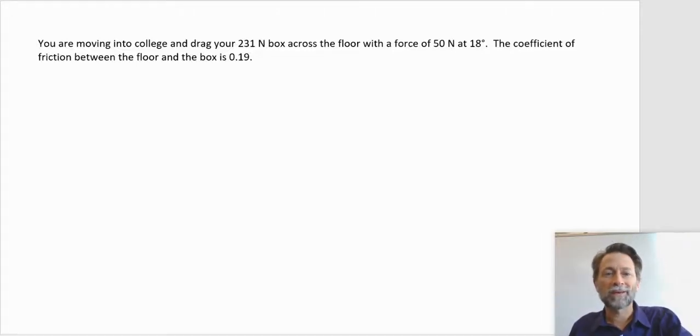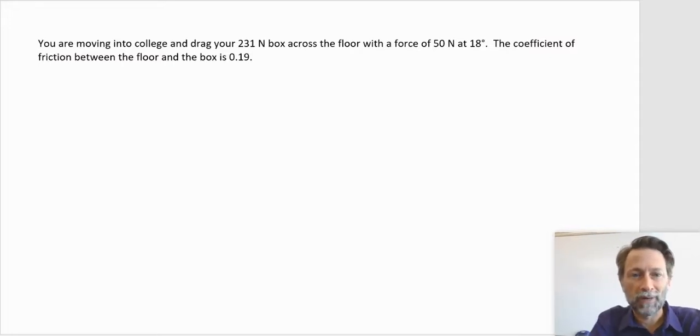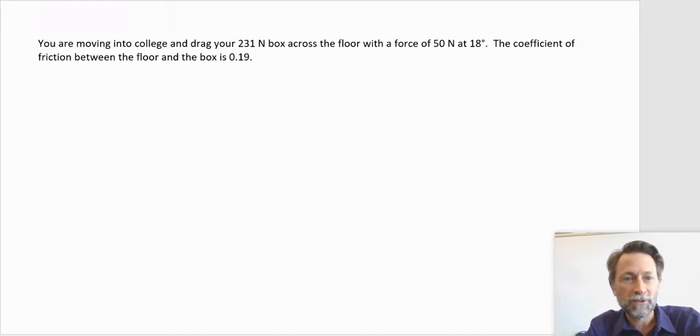So now that we have studied friction, we can start integrating friction into our problem sets. So you're moving into college, you drag a 230 Newton box across the floor with a force of 50 newtons at 18 degrees. And the coefficient of friction between the floor and the box is 0.19.